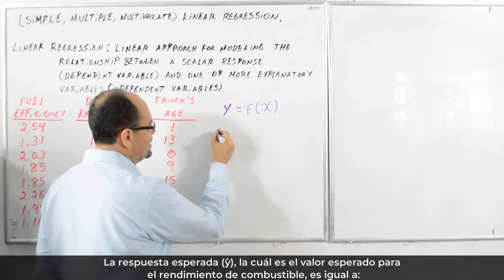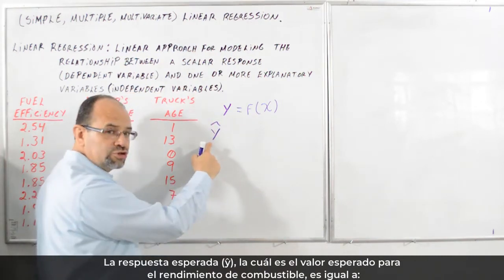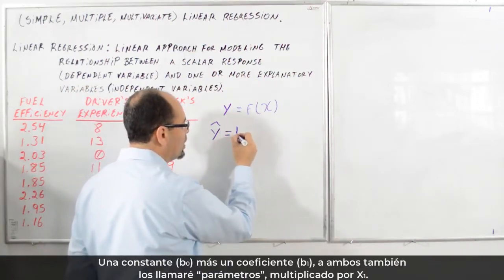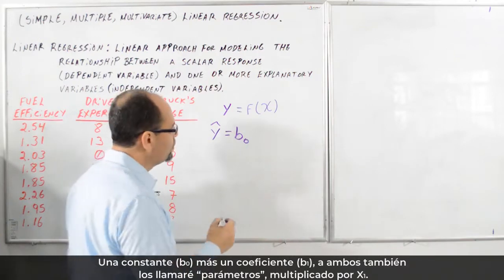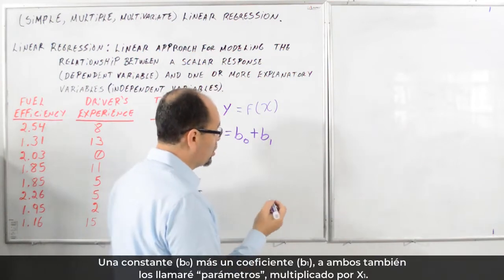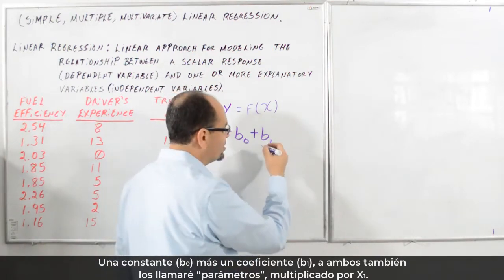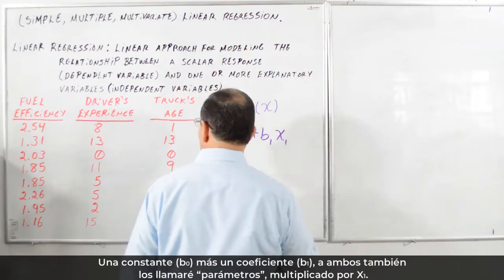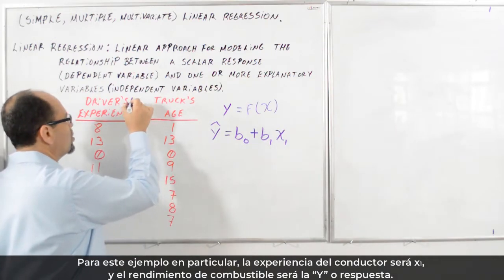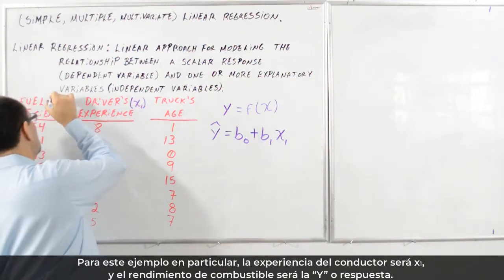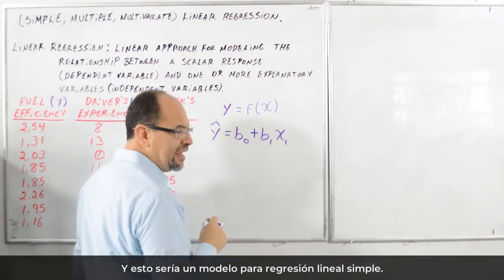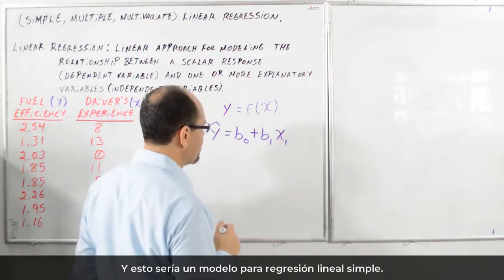One example, for simple linear regression, will be the following. I will say the expected response, which is the expected value for the fuel efficiency, is equal to a constant V0 plus a coefficient V1, which I also will call parameters, times x1. For this specific example, driver's experience can be x1. I will call fuel efficiency y or response. And this will be a simple linear regression.